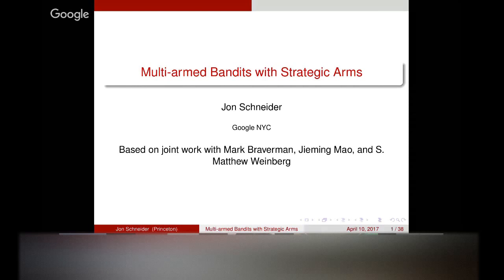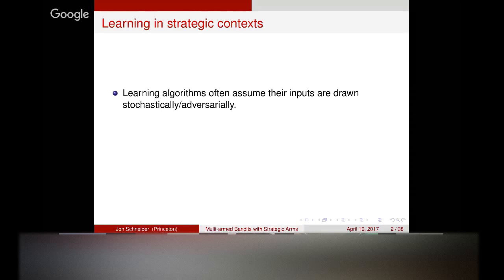Hi. Yeah, so today I'm going to talk about some work we did on multi-armed bandits with strategic arms. This is joint work with my advisor, Mark Braverman, and Jieming Mao and Matt Weinberg. So the general subject of this talk is about learning in strategic contexts. Very generally, learning algorithms assume inputs are drawn stochastically or adversarially. But increasingly, inputs are controlled by strategic agents in a bunch of contexts.